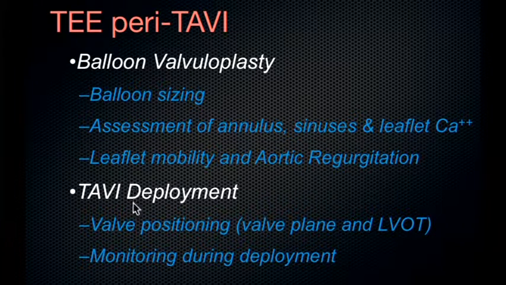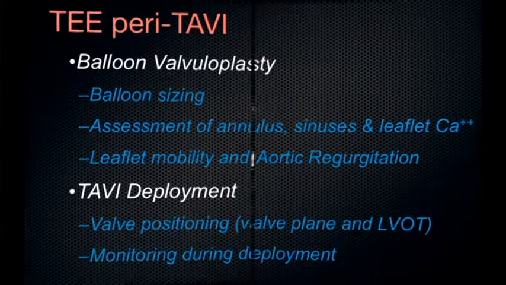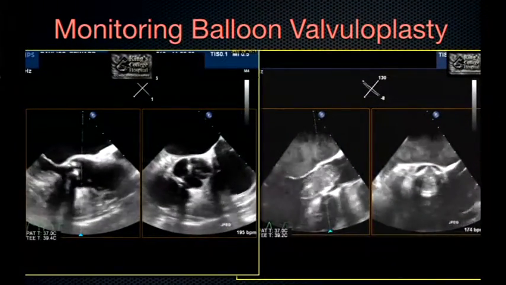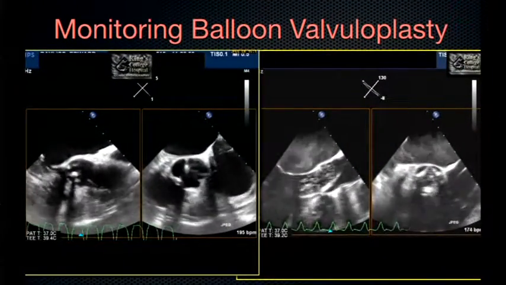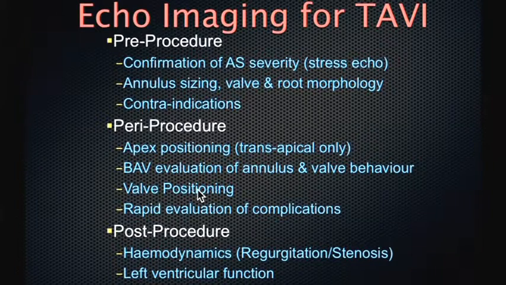During the TAVI deployment, we use TEE in combination with fluoroscopy to help us in terms of valve positioning, looking at the valve plane and the left ventricular outflow tract. And I'll highlight some of the particular features that we want to look at later on in this section. And then we'll also use TEE to actually monitor during the valve deployment itself. So let's move back to the balloon valvuloplasty. And as I've already mentioned, for paravalvular leak and any stenosis, echocardiography is the technique of choice.